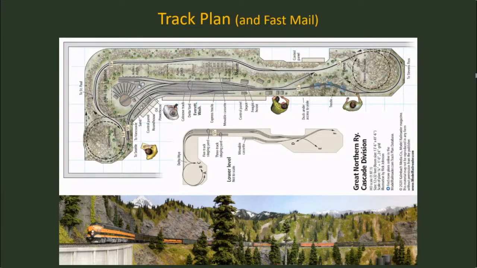And then down on the bottom, you see the Fast Mail that GN ran in the 1950s. My era is 1951, and that is looking into the L, the angle of the L there toward the corner of the room. We'll talk about how we achieve that look in a little bit.